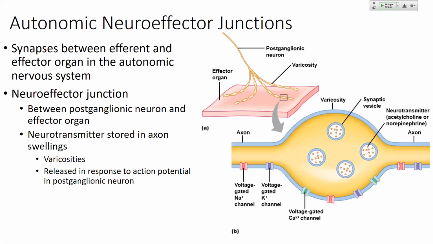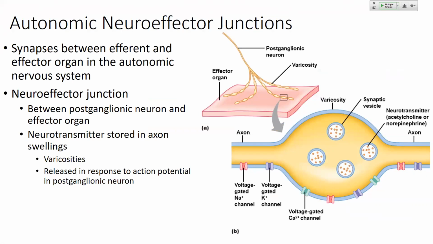It's going to be important in the release of neurotransmitter, right? Now the neurotransmitter can differ here. It can be acetylcholine if we're looking at the parasympathetic system, or norepinephrine and epinephrine if we're looking at the sympathetic system. Now, in terms of the release of the neurotransmitter here, they're stored in swellings that we call varicosities. And the release of these neurotransmitters is in response to an action potential being fired in that second neuron.